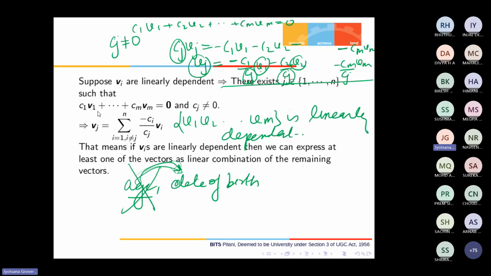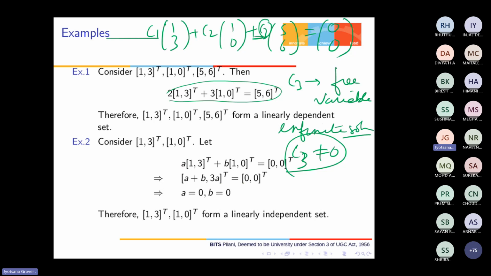Let me just put it aside. Not all Ci should be 0. No, for all Ci, at least one Ci should be non-zero. If you get at least one Cj to be non-zero, you are done in proving that the vectors are linearly dependent. There exists at least one Cj. Just one you need to prove that the vectors are linearly dependent. So you've got one, C3. So that's why they're linearly dependent.